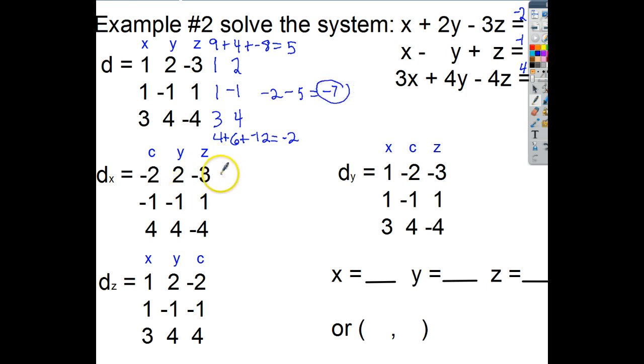Okay, doing d sub x. Yes, I know this is long. Some of you are saying that right now. I can hear you muttering.